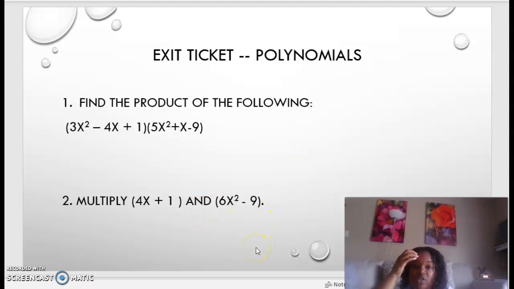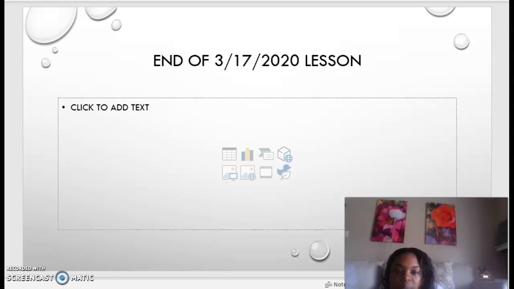So this is the end of the first lesson on multiplying polynomials. If you have any questions or concerns, let me know. And I try to always end the lesson so you know when to stop. This is the end of the 3/17/2020 lesson. So here is a stopping point for you. If you want to just do one lesson a day, you can stop here and not continue. If you got through this first lesson quickly, you can continue to the next lesson.